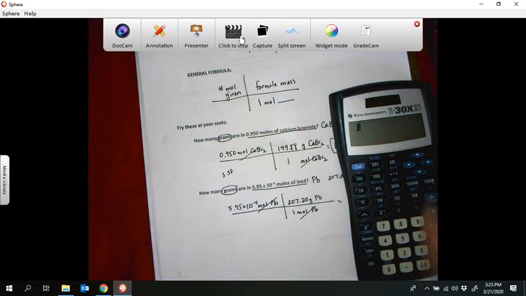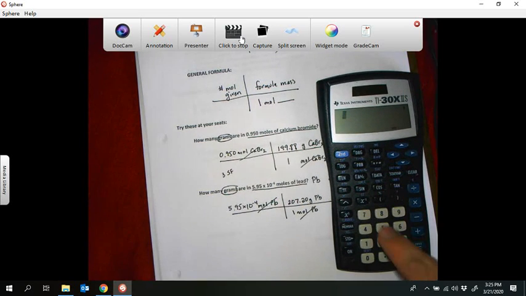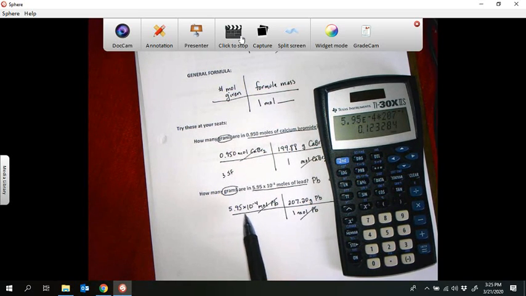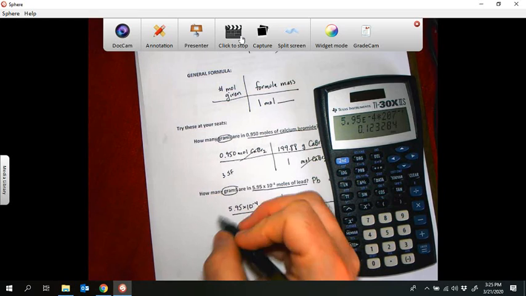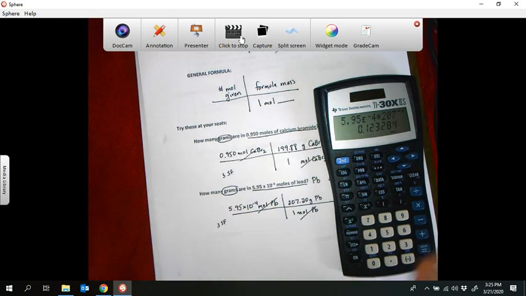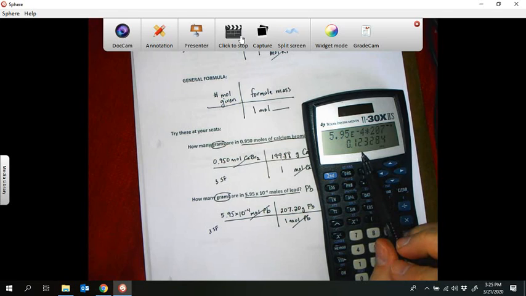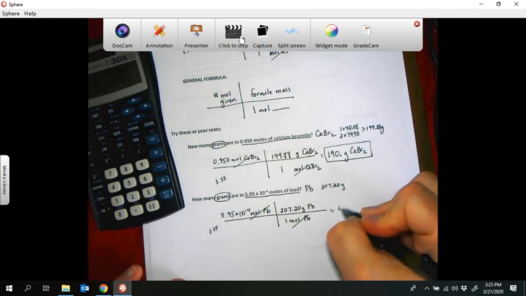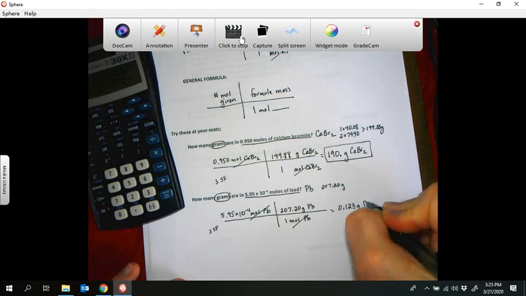Remember, if it's in scientific notation, we use the EE button. So 5.95 EE -4 times 207.20. And again, significant figures. Here, 5.95 has 3 significant figures. 207.20 has 5. So we have 3 significant figures for our answer. And this one, we don't have to round anything. So it's just 0.123 grams of lead. And there is our final answer.